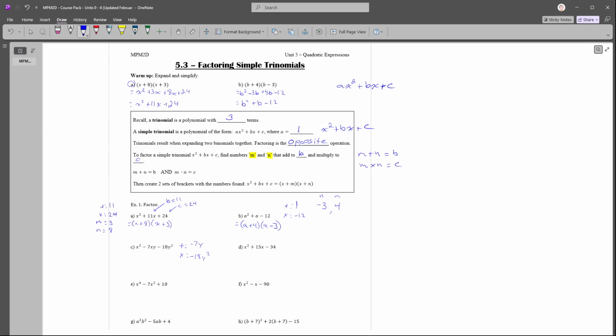So if I use m and n, right? Let's make m, this is coming out to negative 7, so that means my larger number needs to be the negative. So this is going to be negative 9, but the y needs to be included, and this one is going to be positive 2y. So now we just plug it in. Our final answer is going to be x minus 9y and x plus 2y. If you were to multiply that out, you should end up with exactly where we started.